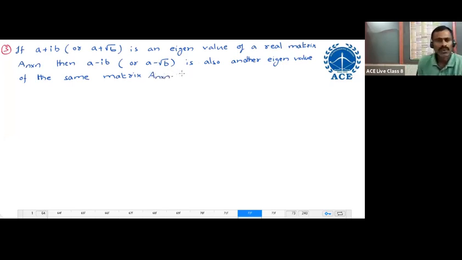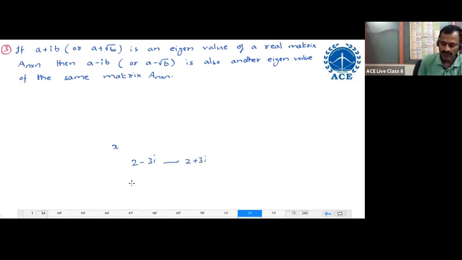This property works only for real matrices. For any real matrix, if we know one of the eigenvalues, then we can add the other eigenvalue of the same matrix. That is, if one of the eigenvalues of a real matrix is complex, like 2 minus 3i, then we can add the other eigenvalue, its conjugate 2 plus 3i.